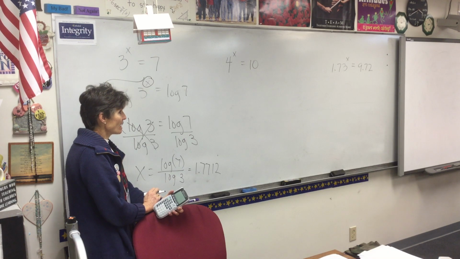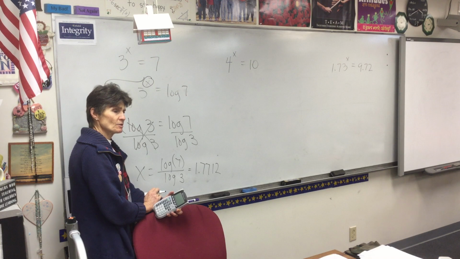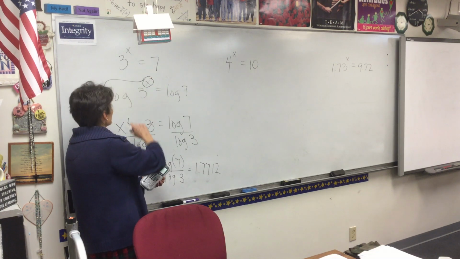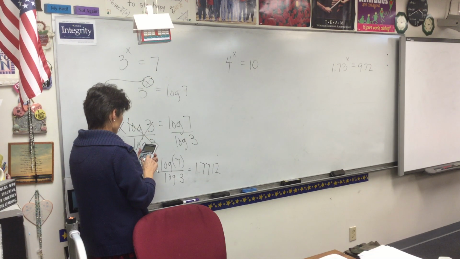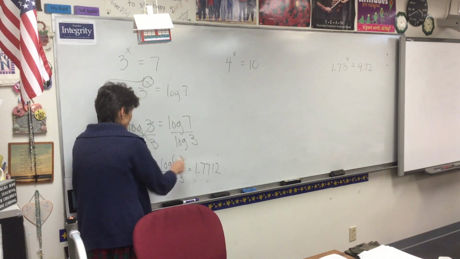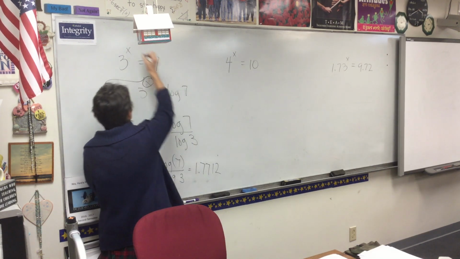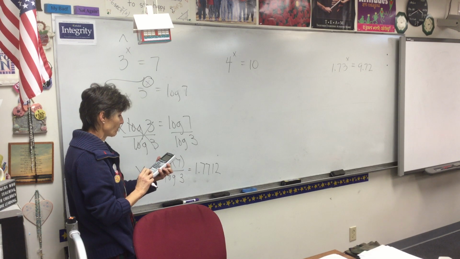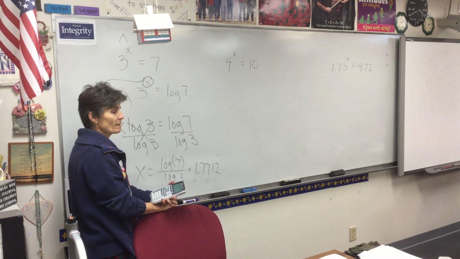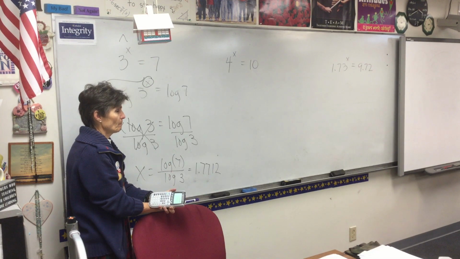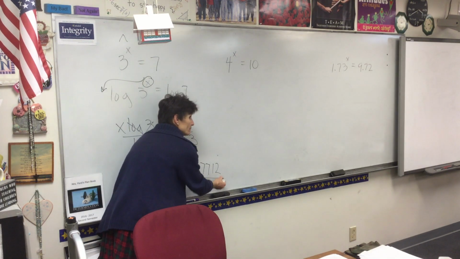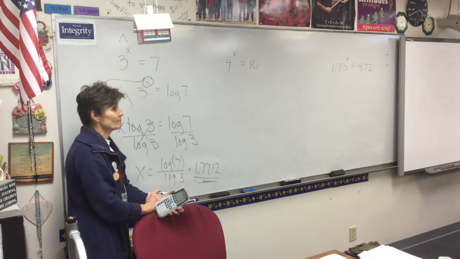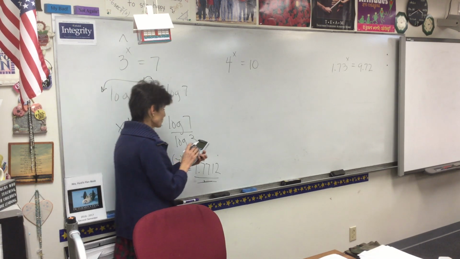Now, if we had time, could we check that answer? Well, how could we check that answer? Plug in after that. So if we came back to the beginning and we said 3 raised to this power, remember your raised button is that little caret thing. So 3 raised to the 1.7712 power. Did yours come out to be exactly 7? Why not? Because it's rounded. Wasn't that number rounded? Yeah. So we're not going to get exactly 7, but did we get really close to 7? Yep. All right, let's try the next one.